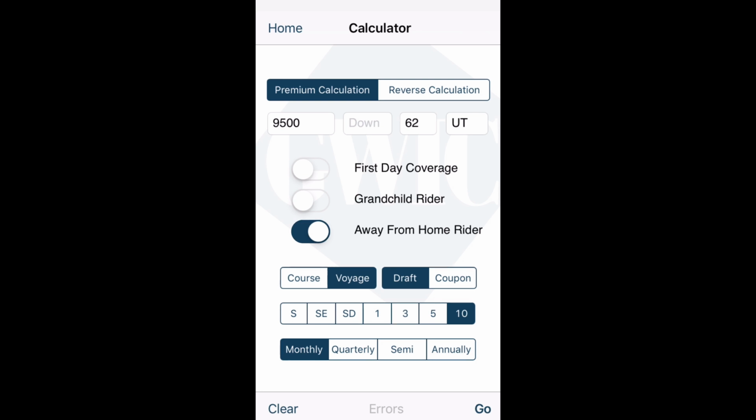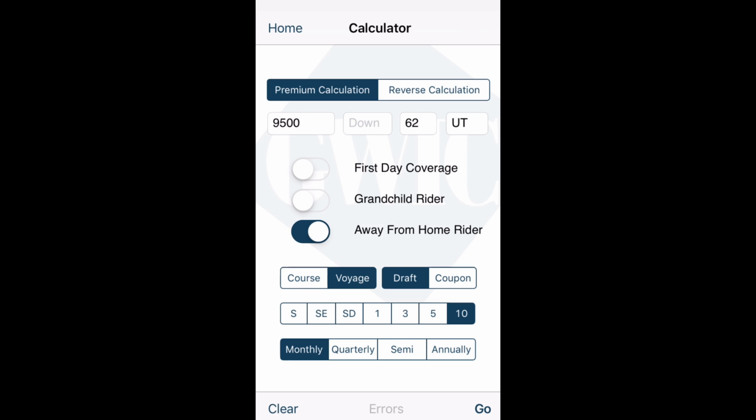Okay, so let's say he's going to do the away from home rider, and it's $9,500. He's 62. We're in Utah. We're going to do this monthly. And here I can look at what it would be if he was just going to pay it off after a year, 3 years, 5 years, or 10 years. Most people, I would say, I help with between 5 and 10-year plans. Obviously, we're going to help them with whatever they would like. I do not push anybody one way or another. It doesn't affect me in any way. I want them to be comfortable with their payment.